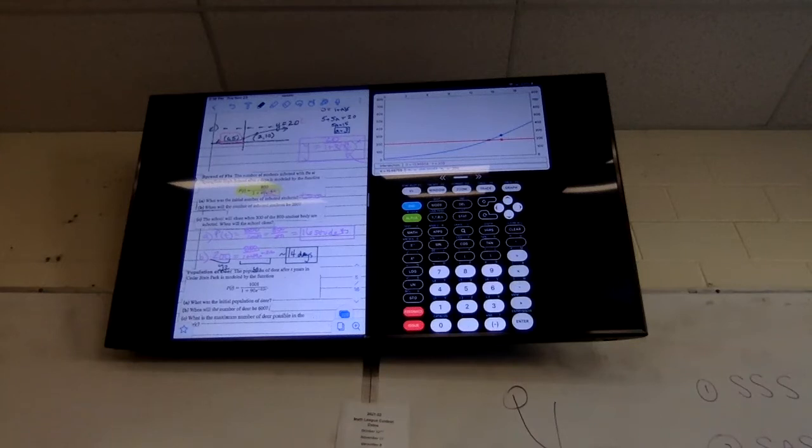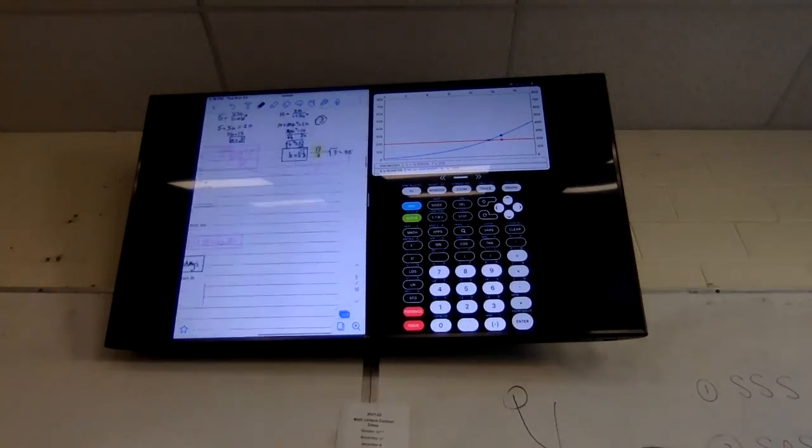The next part says the school will close when 300 of the 800 student body are infected. When will the school close? What do I do with 300? Not the horizontal asymptote. I think you have the right idea. It's just that horizontal line that we're going to see where it crosses. I'm going to put it over here for the y equals. Can you show your window? Let me write this down.